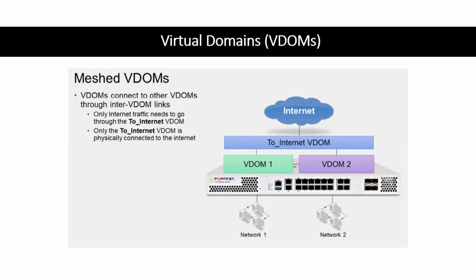Okay? I have a question, David. I don't know if this is a dumb question, but with the multiple VDOMs, is it all the same ISP? Like WAN 1 or WAN 2 for each VDOM, or no?